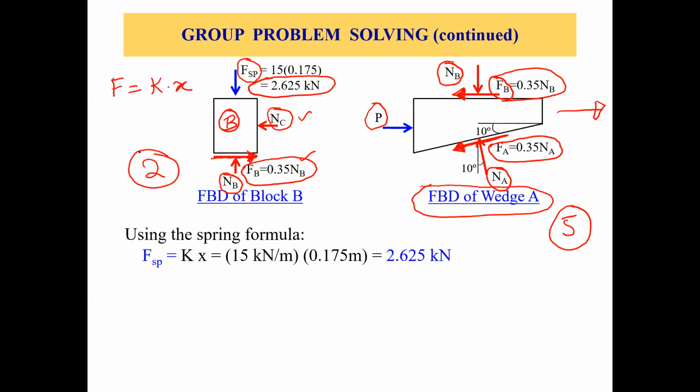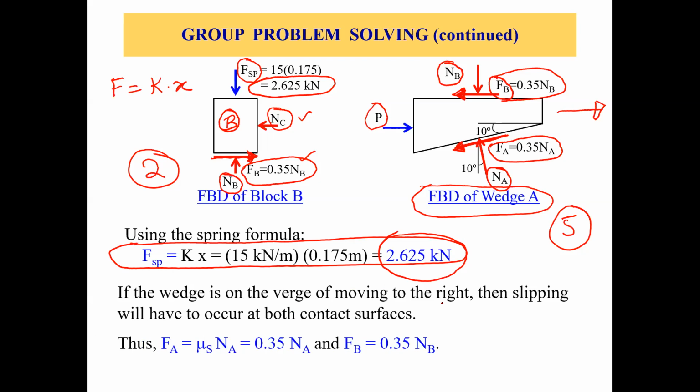Okay, so this is using the spring formula. This is just the explanation of how we get to the spring force, which is K times X. 15 kilonewtons per meter is the spring constant, and 0.175 meter is the displacement or compression in the spring. So we get 2.625 kilonewtons, which is the force acting from the spring to the top of the block B acting downwards.